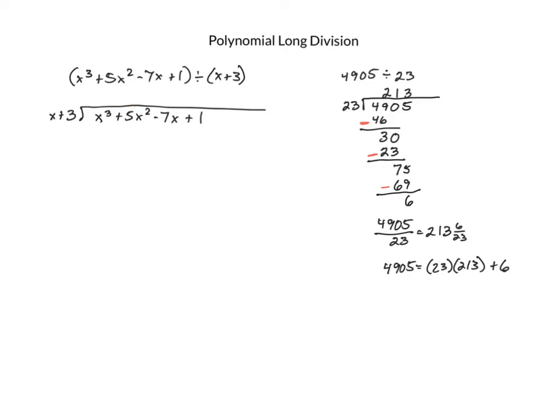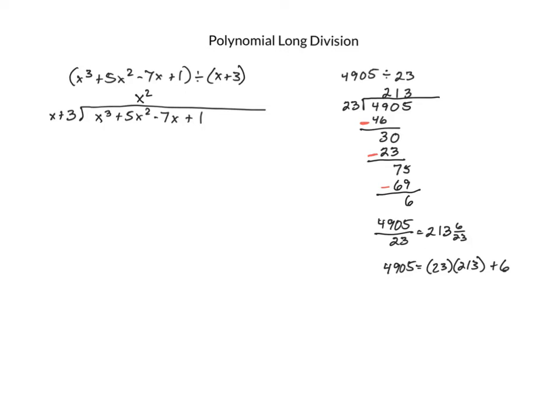So here's what we do. We look at the first term in the divisor and just the first term in the dividend, and we decide what we have to multiply by this first term to get this first term. In other words, what do we multiply by x to get x cubed? And the answer is x squared. So I'm going to put an x squared up here.